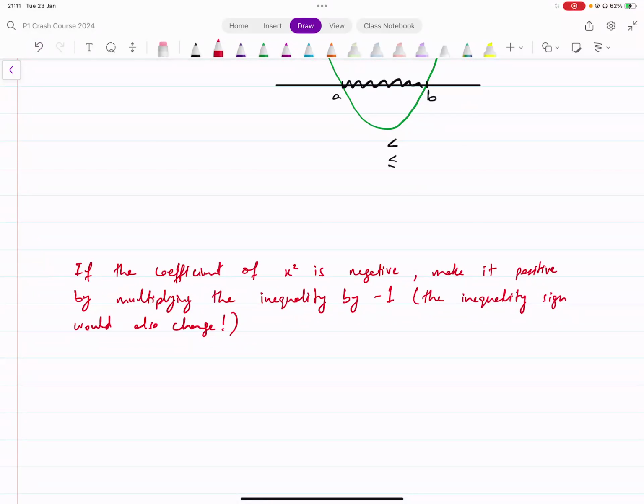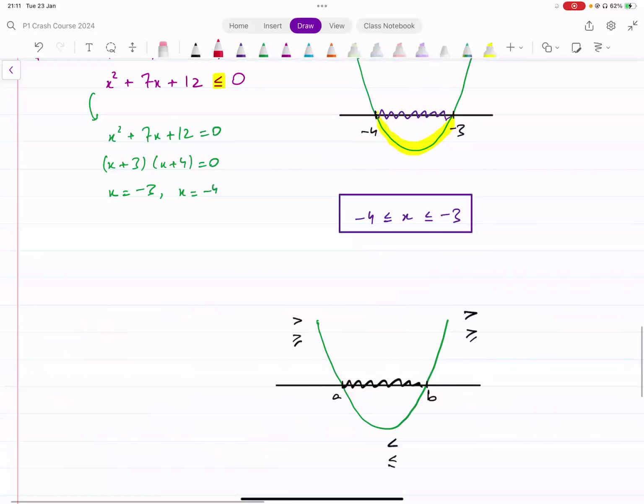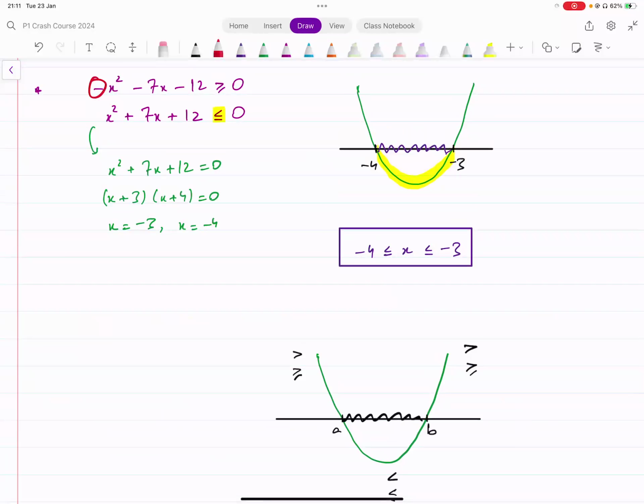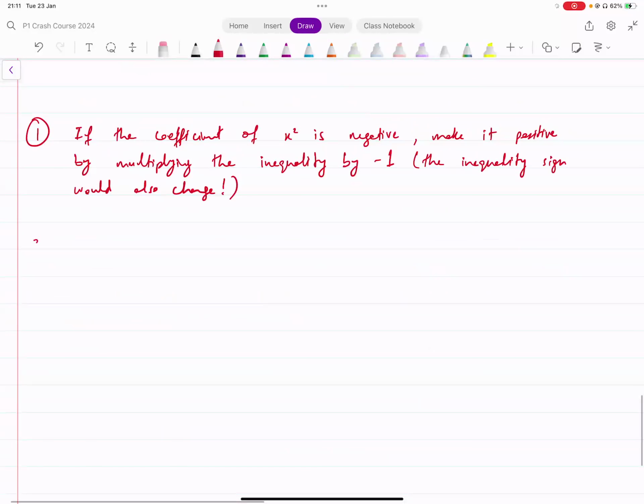So whenever you're solving a quadratic inequality, this is one way to go about it. If the coefficient of x squared is negative, you make it positive first of all by multiplying the inequality by -1, just like we did here. In this case, the coefficient was negative. We multiplied the inequality by -1, and we also changed the sign. Okay. What do we do next? We just do the same process as before. You treat the inequality as an equation.